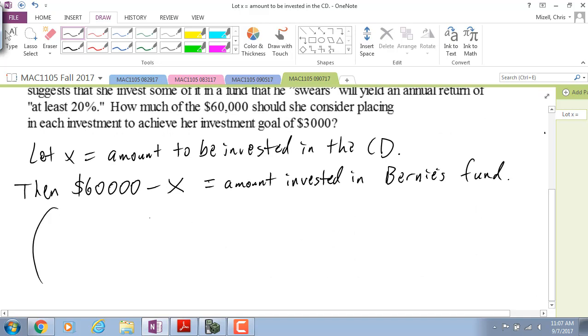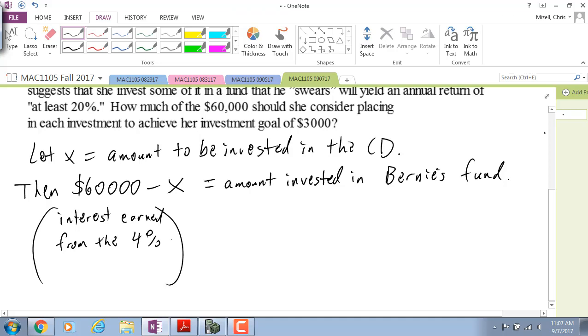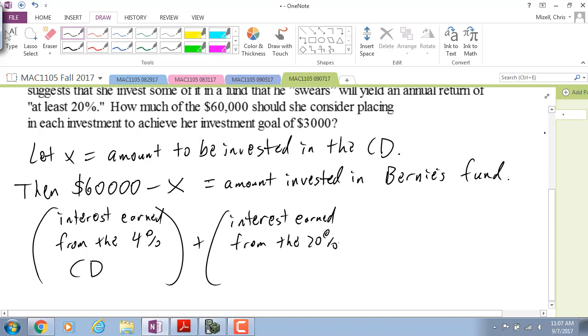So I'm going to say the interest earned from, and just to remind myself what the annual interest rate the CD is paying, from the 4% CD plus the interest, well, you wouldn't technically call it interest, but it's the net yield, I'll call it interest nonetheless though, earned from the 20% Bernie's fund.